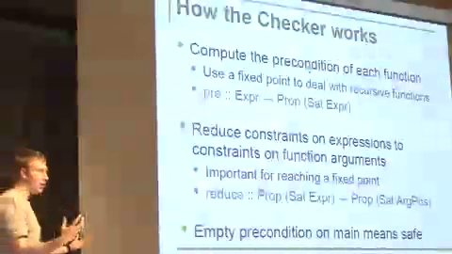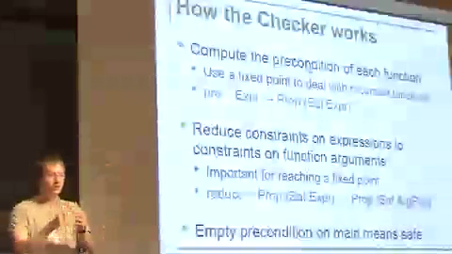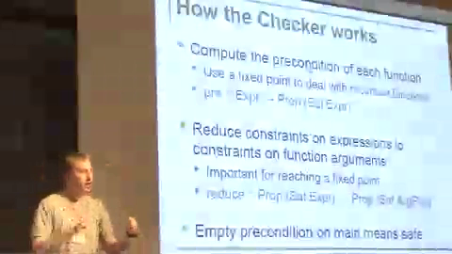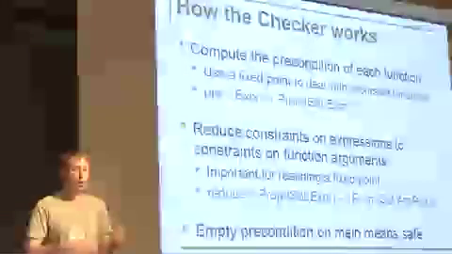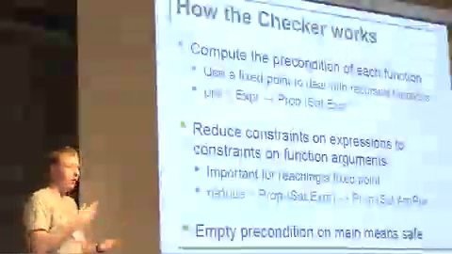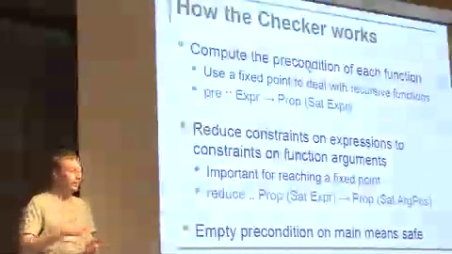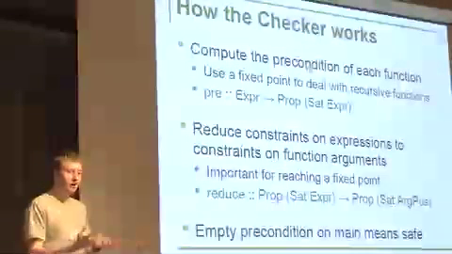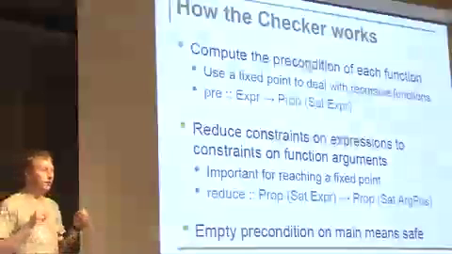So, how does the checker work? The idea is that you compute the preconditions to functions. Now, the hard thing about computing a precondition to a function is recursion. The precondition to a recursive function is very likely to be defined in terms of the precondition to that function. So you somehow need to deal with that recursion. And the way we deal with that in Calch is using a fixed point.